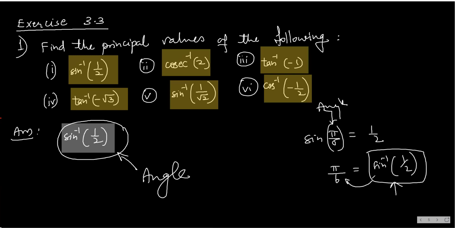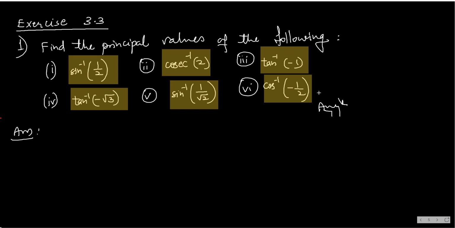So this is an angle. Sine inverse of 1 by 2 is an angle. Which angle? It is the angle for which sine value is 1 by 2. And what is that angle? The angle is pi by 6.